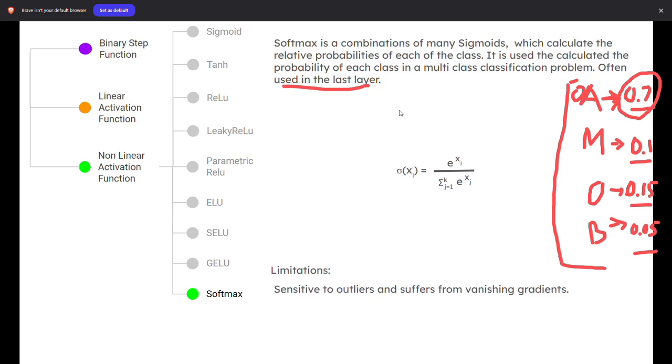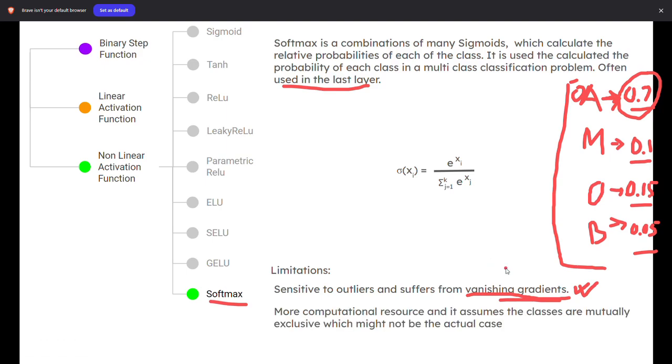Then what are the limitations? It is very sensitive to outliers and suffers from vanishing gradients. Whatever we apply here, we call the activation function. These are being used to prevent the vanishing gradient and exploding gradient issues. But softmax still suffers from the vanishing gradient.